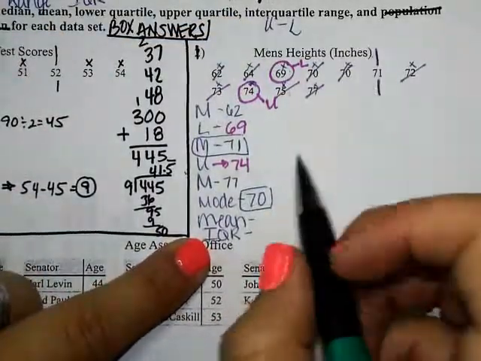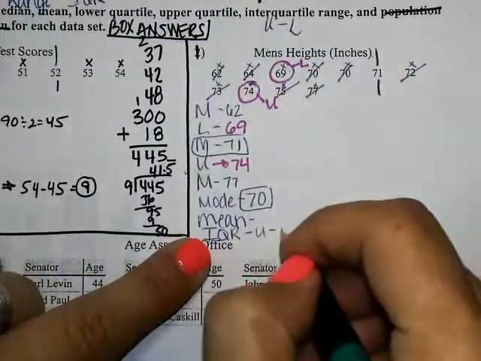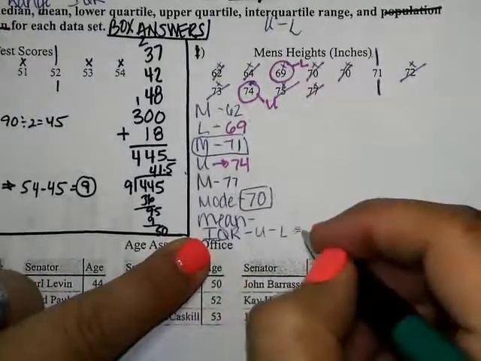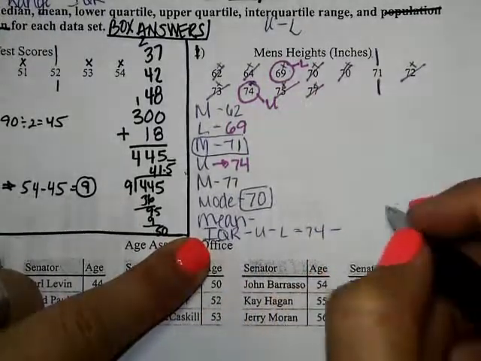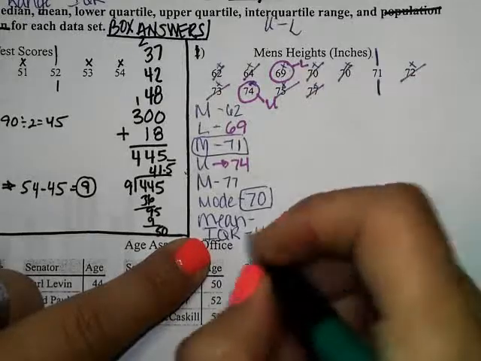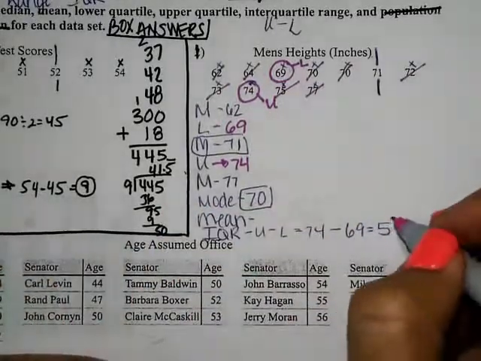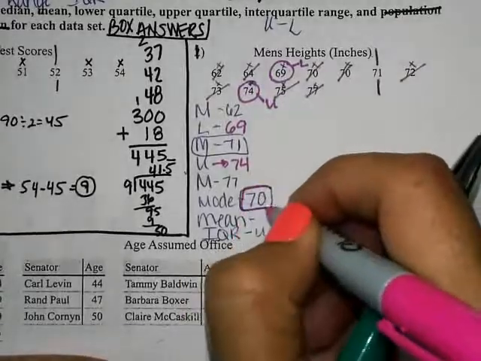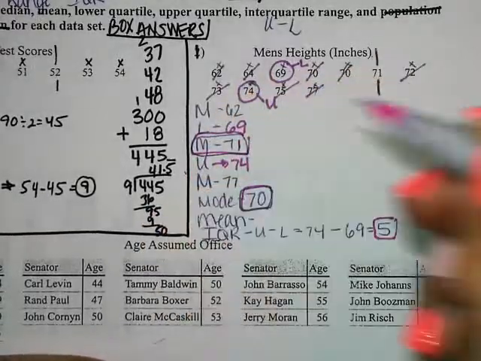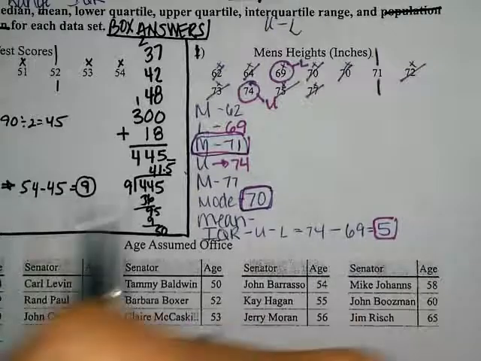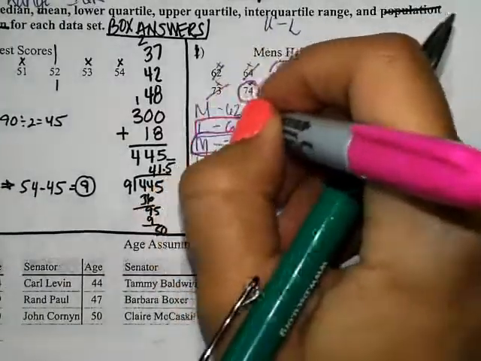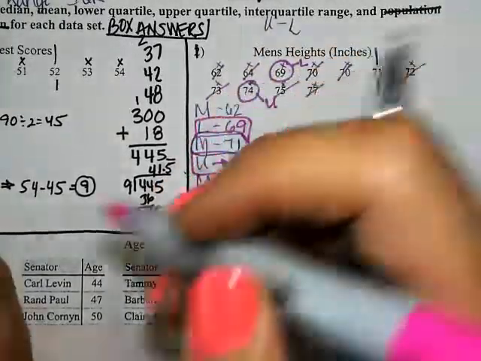But the IQR is easy, because all you have to do is the upper minus the lower. The upper, 74, minus 69. So my IQR is equivalent to 5. I'm going to box my answer so when we go over this, it's easy to find. Oh, I should probably box my lower and upper quartiles as well.